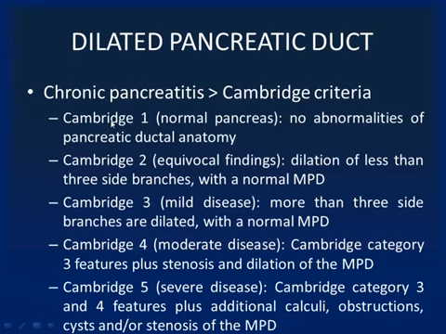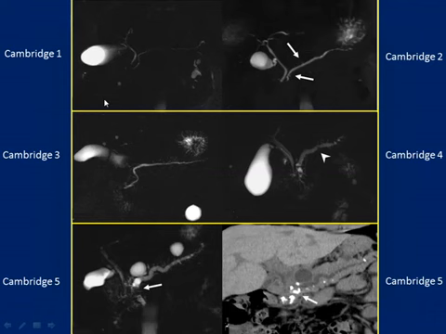Cambridge criteria were based on previous ERCP, and this classification divides into Cambridge 1, in which there are no abnormalities of the pancreatic ductal anatomy, Cambridge 2, in which there is dilation of less than 3 side branches, Cambridge 3, which is a mild disease where we have 3 side branches with a normal main pancreatic duct, Cambridge 4, in which there are similar findings to category 3, plus stenosis and dilation, and Cambridge 5, where we have additional calculi, obstruction, cyst, and stenosis.